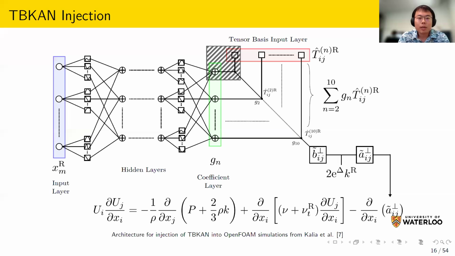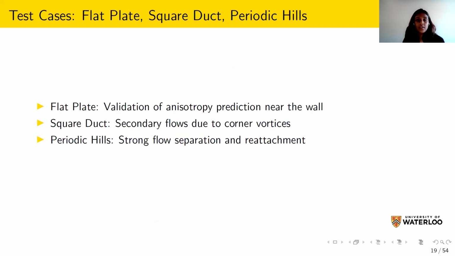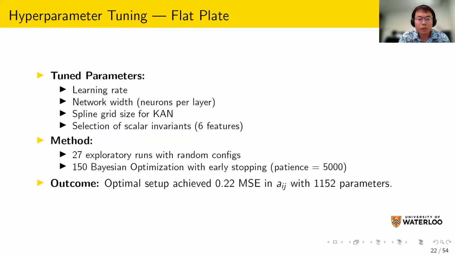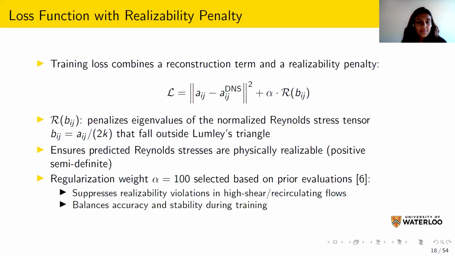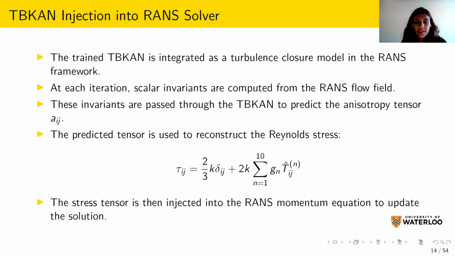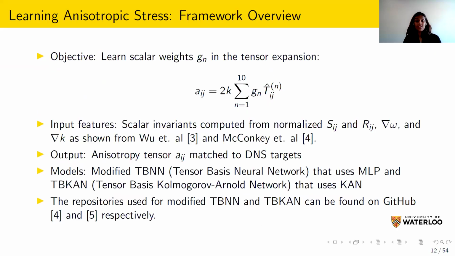Another question is about the input features. You mentioned you have 16 or 17 features. Could you please show what they are? These are scalars. I don't have the list of the input features on the presentation, unfortunately. But the Ling paper from 2016 introduced using lambda 1 through lambda 5 as their inputs, which come from Sij and Rij, right?